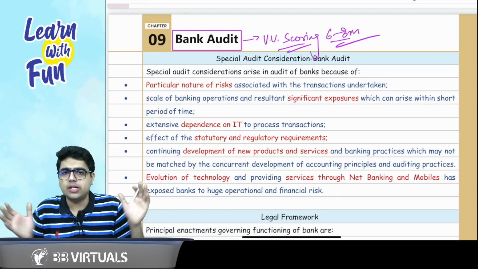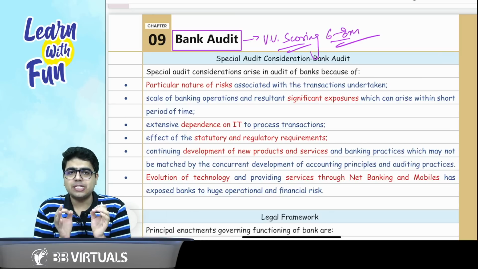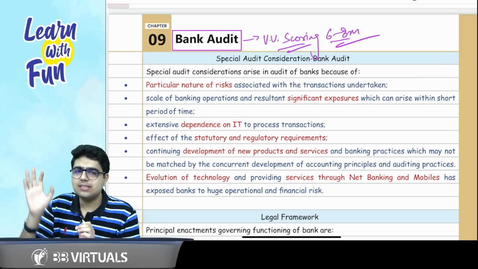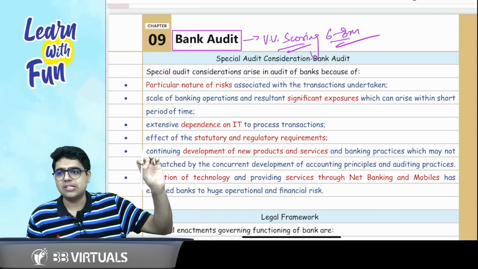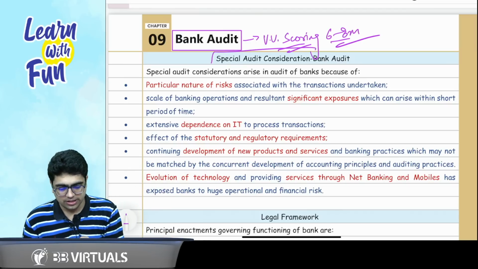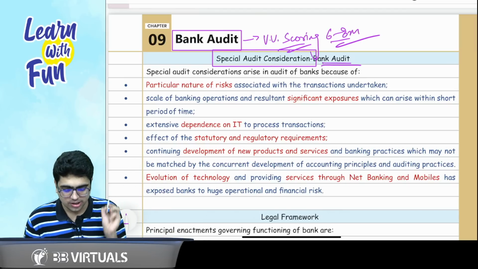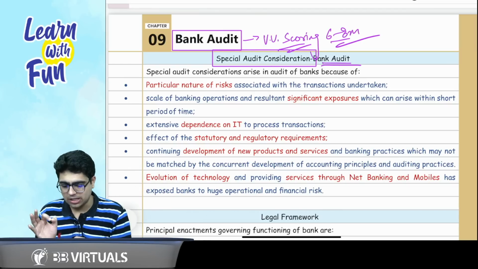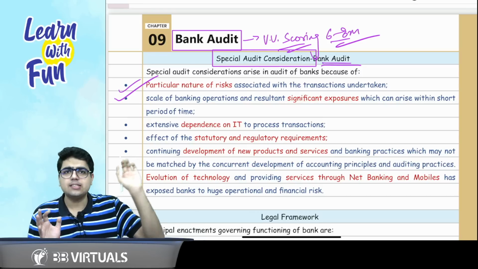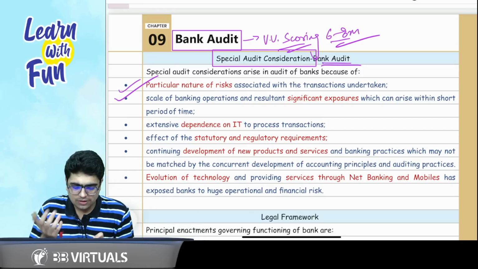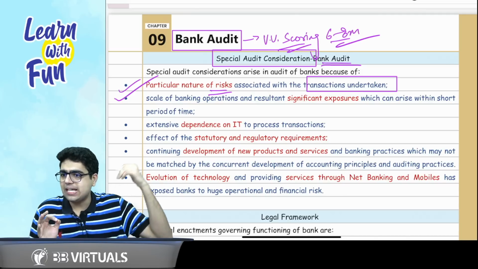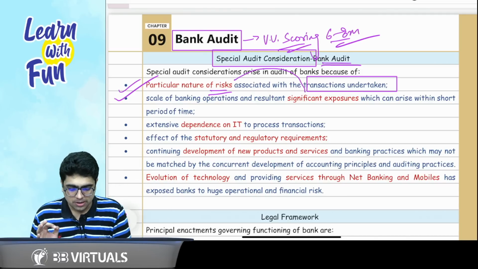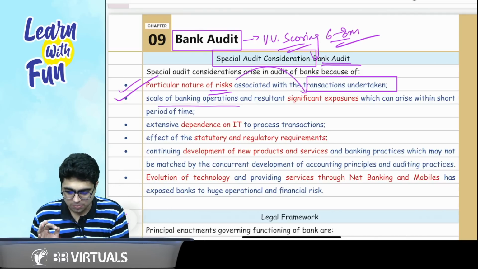Sir, if we talk about the topics, let's begin with it. First, what makes this topic different from the other topics, like what are the special audit considerations which we need to keep in mind while doing the bank audit? So first thing is the particular nature of risk which is associated with the transaction. Sir, why is there such high risk? Because of the scale of banking operations.